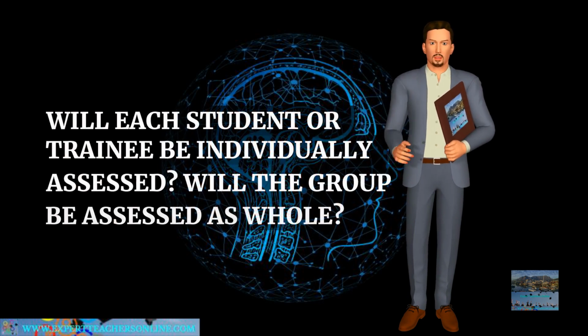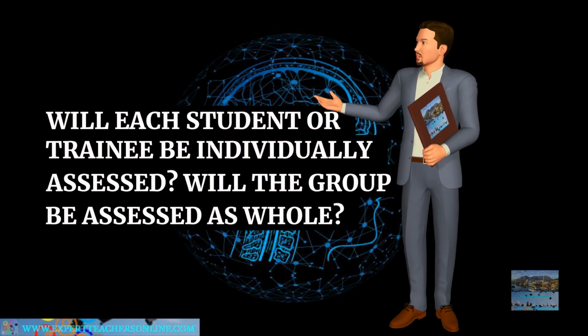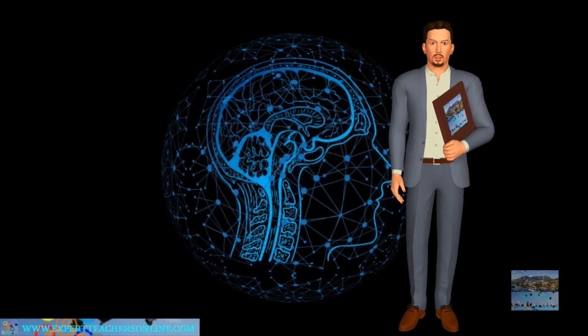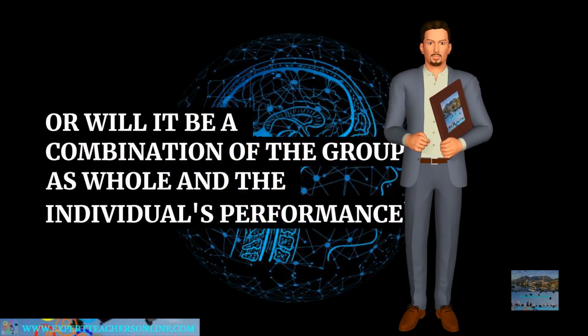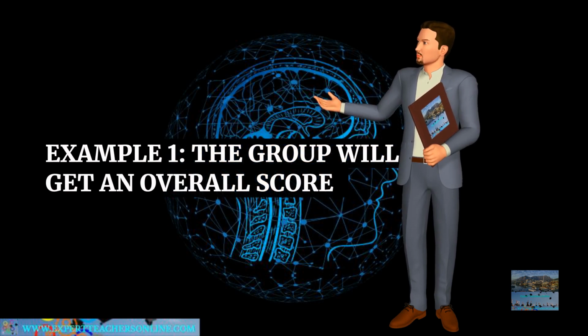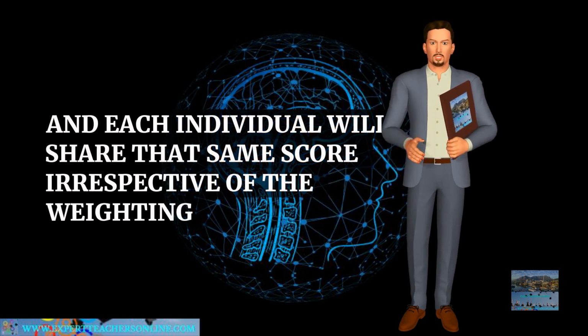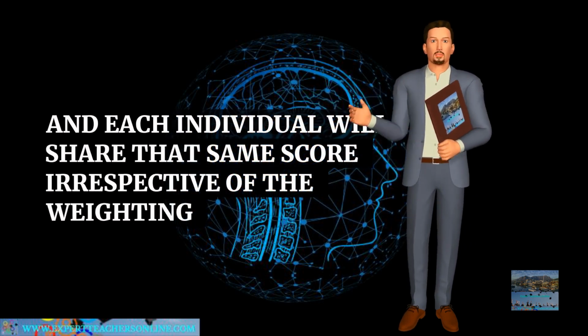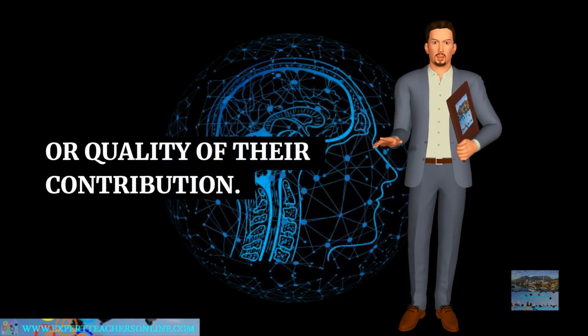6. Define how the activity or task will be assessed. Will each student or trainee be individually assessed? Will the group be assessed as a whole? Or will it be a combination of the group as a whole and the individual's performance? Example 1. The group will get an overall score and each individual will share that same score irrespective of the weighting or quality of their contribution.